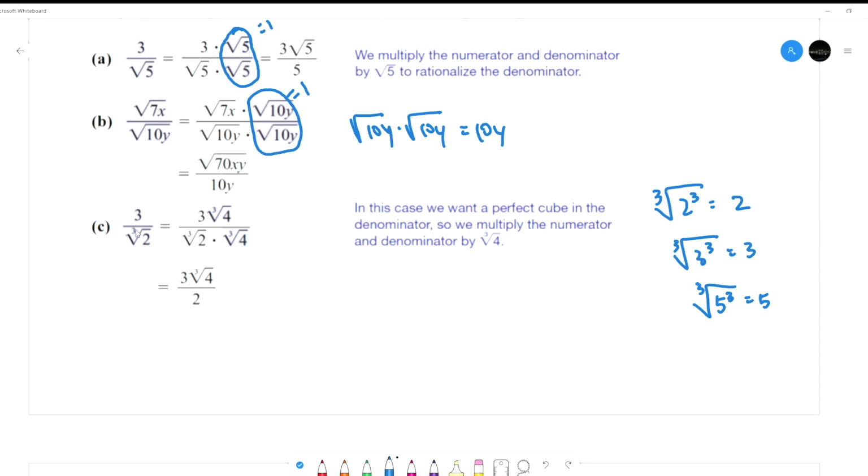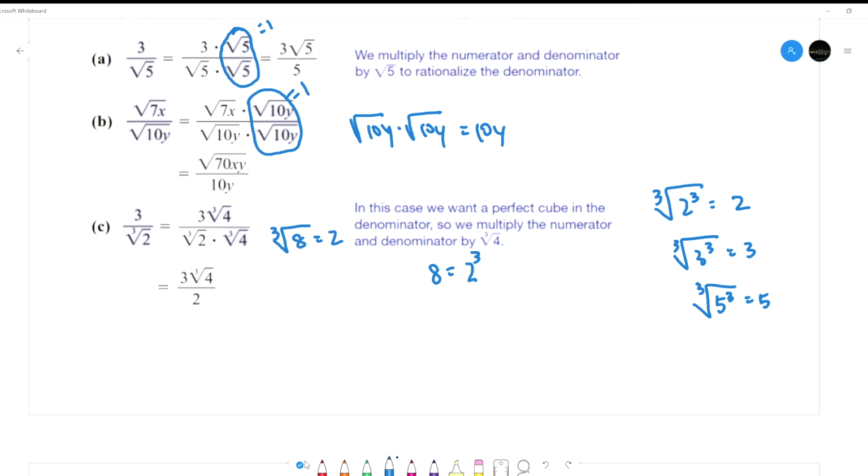So 3 over cubed root of 2, that means I have to multiply this by a cubed root of 4. Why is it 4, you ask? Well, look at this. 2 times 4 gives me 8. So you get the cubed root of 8, right? What is 8? 2 cubed, right? So cubed root of 8 is 2. Therefore, you get the final answer 3 times the cubed root of 4 over 2.